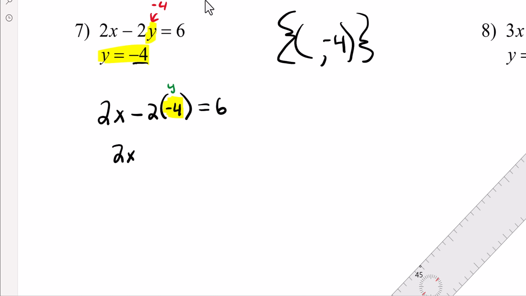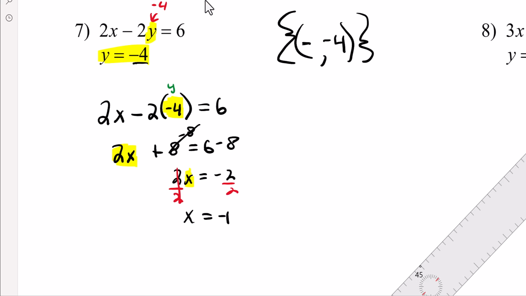Well, negative 2 times negative 4 is positive 8. We want to get this 2x by itself. So we're going to subtract 8. Now we have 2x is equal to 6 subtract 8, which is negative 2. To get the x by itself, it has a multiplying 2, so we're going to divide by 2. So the x value will equal negative 1.